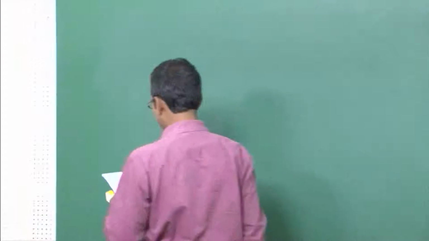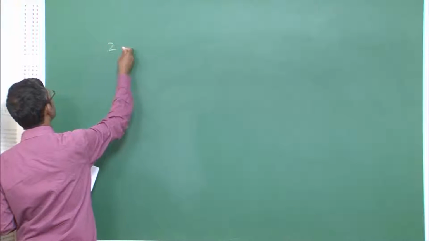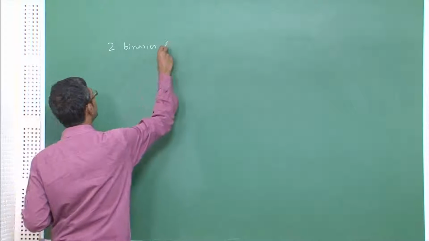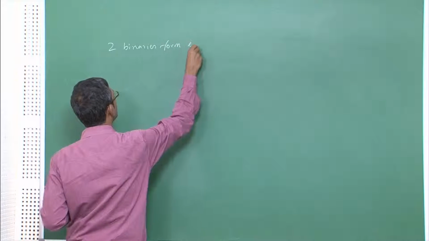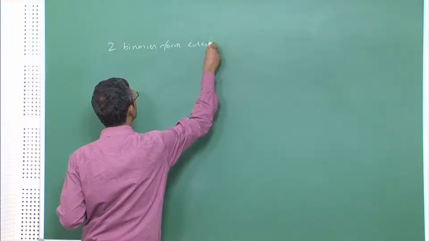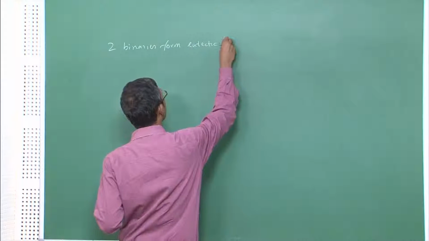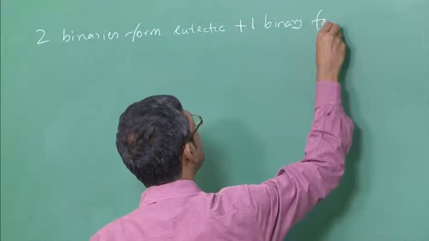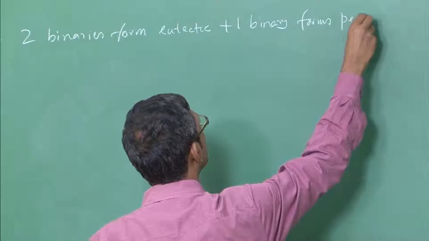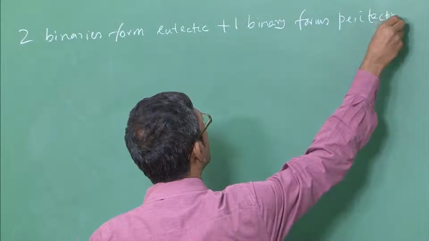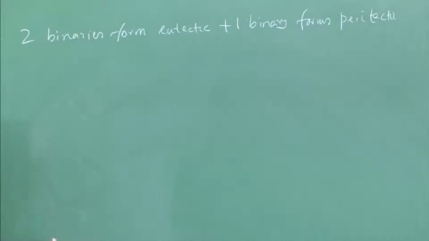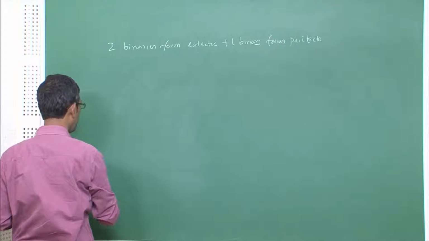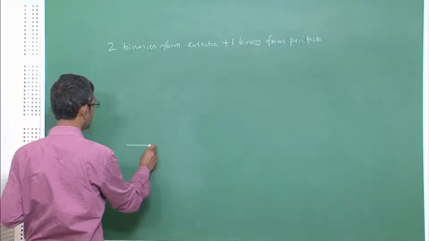One is that 2 binaries form eutectic and 1 binary forms peritectic. So, how will it look like? Let us draw it, although it will be a little complex, but still follow me, you will be able to understand it very clearly.